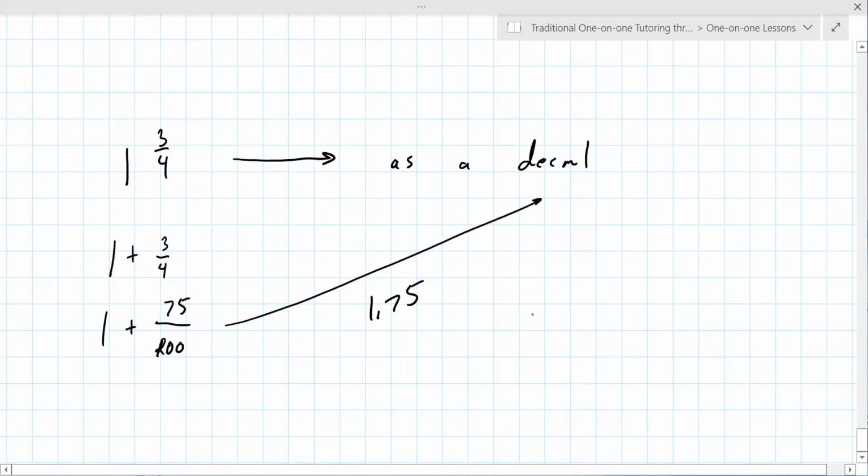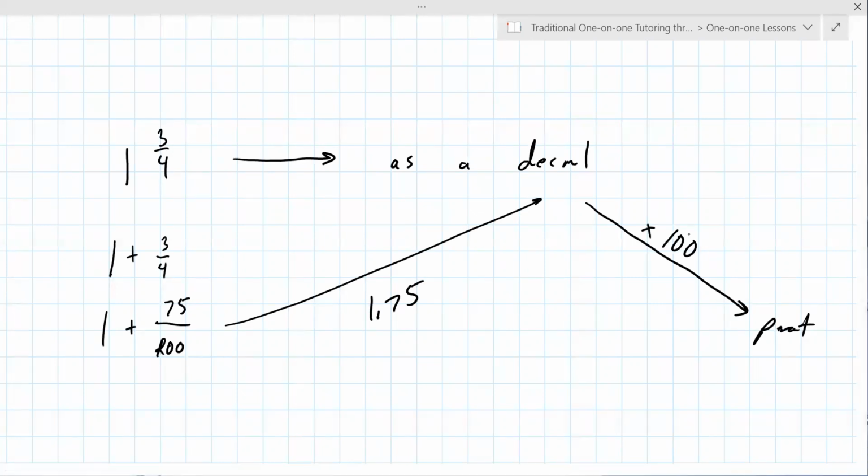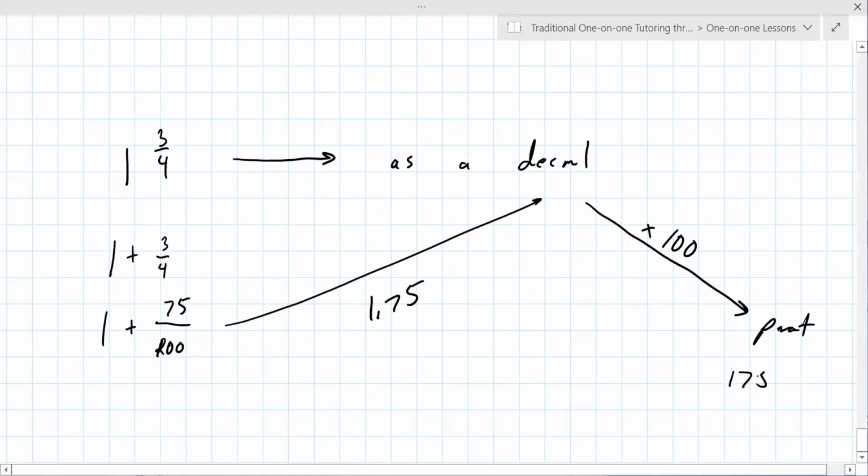Now I want it as a percent. Well, then you multiply it by 100. So what is 1.75 times 100? It's 175%. Yes, now you have to put that percent symbol in there.